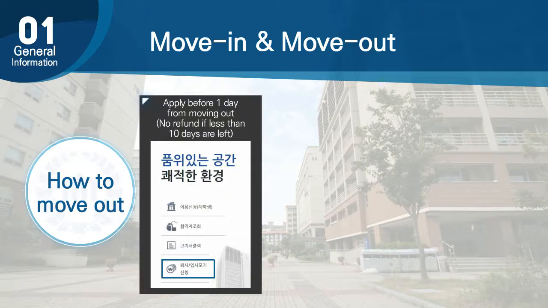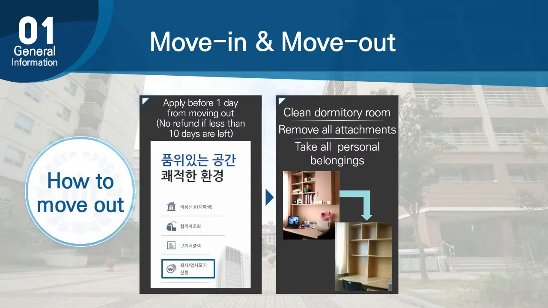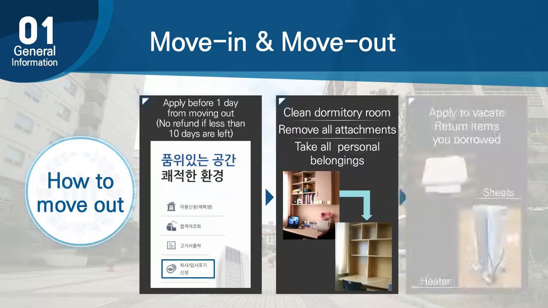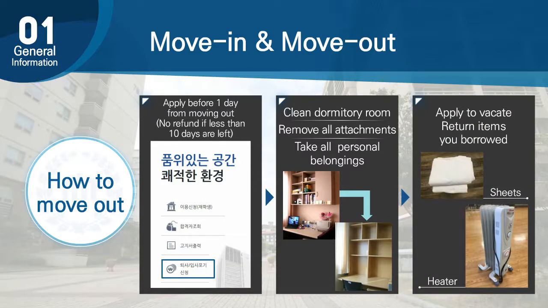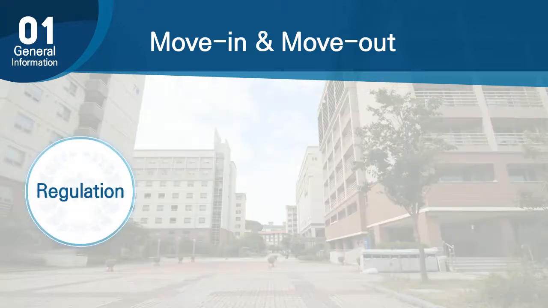You should fill out an application form at least 1 day prior to move out at the dormitory website. Before moving out, you should clean your room, remove all attachments, and take all personal belongings with you at the time of departure. Lastly, when you are done with all these procedures, you shall return items like bed sheets you borrowed from the dormitory in satisfactory condition. Lastly, send a picture to the RA to receive confirmation on the room status and move out. If the room is not neat, you may receive penalty points and have restrictions on your next application for the dormitory. You are required to keep following regulations of the dormitory.